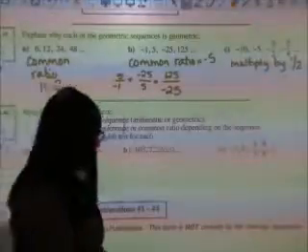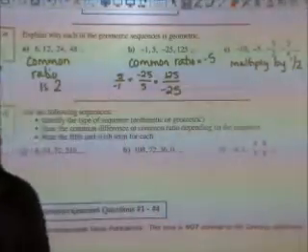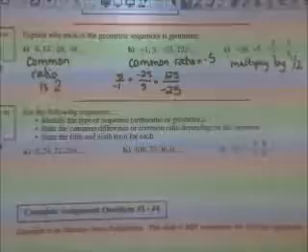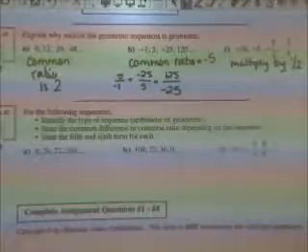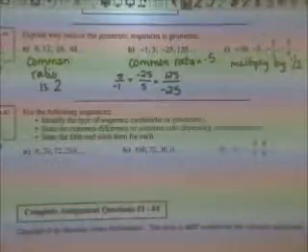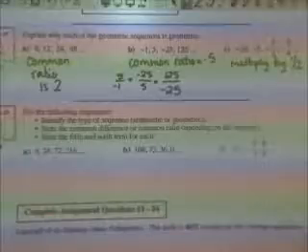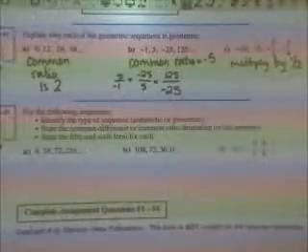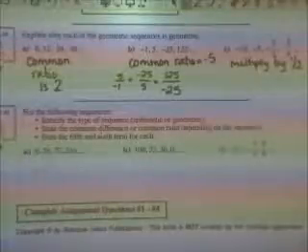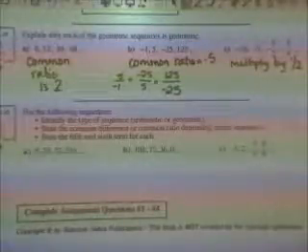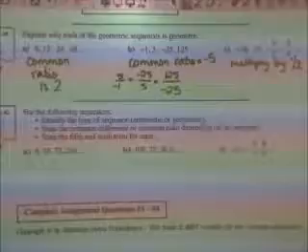So in class example number 2, we're going to identify if it's arithmetic or geometric, find the common difference or the common ratio depending on what type of sequence it is, and then the next two terms. So if I look at A, 8, 24, 72, 216, arithmetic or geometric? How can I tell it's geometric just by looking at it without grabbing my calculator and figuring anything out?